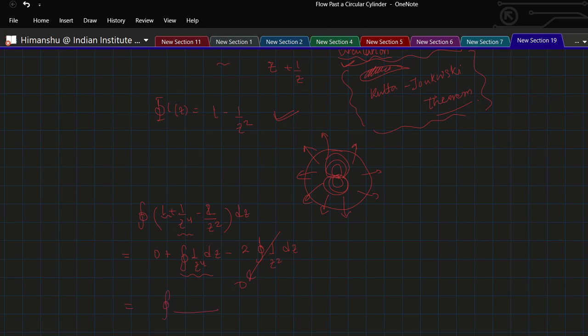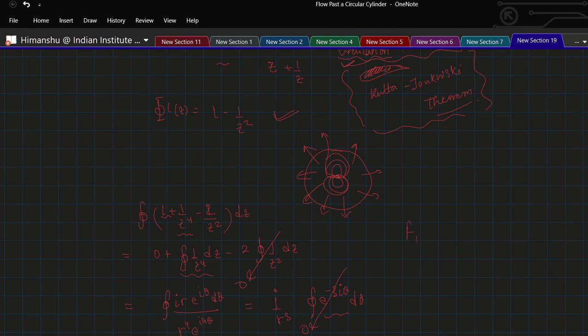So getting into this term now, let us substitute z as r to the power 4 e to the power iota 4 theta dz. Since we are integrating over the contour of radius r, so r is a constant here, and we get e to the power iota theta times iota d theta, and we get 1 by r cube iota times e to the power minus 3 iota theta d theta. It would always be 0.